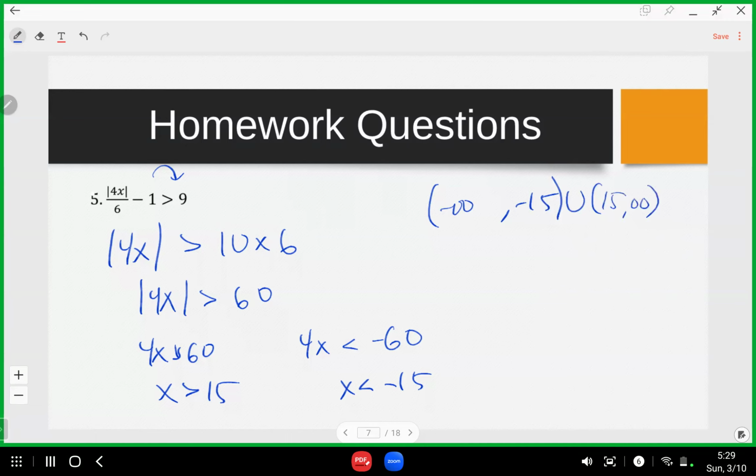Now if we plot it, it's going to look different than a compound one. Open circles, of course. It's going to branch out like that. That is the mark of an or inequality. So make sure you pay attention to that.